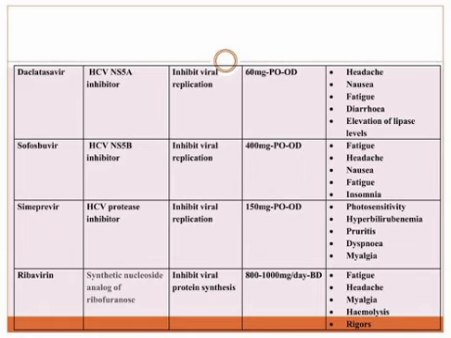Next will be ribavirin. Ribavirin is also another antiviral drug. It is a synthetic nucleoside analog of ribofuranose, which inhibits viral protein synthesis. We can take around 800 to 1000 mg, twice daily. It also has some adverse effects like fatigue, headache, myalgia, hemolysis, and rigors.